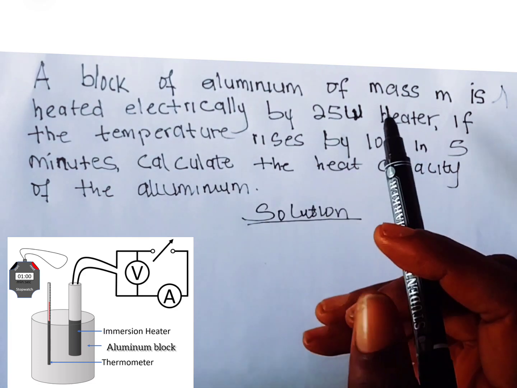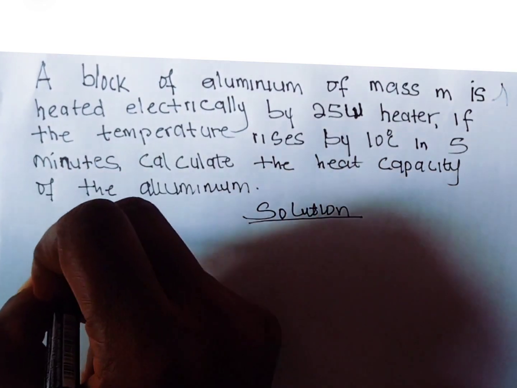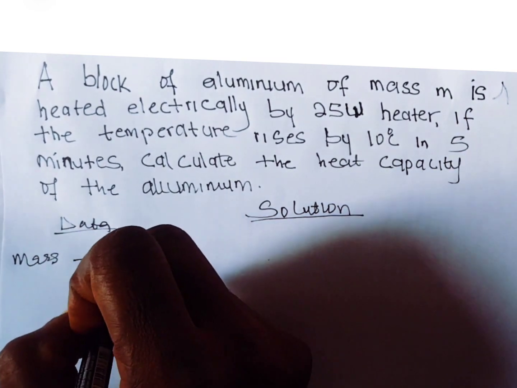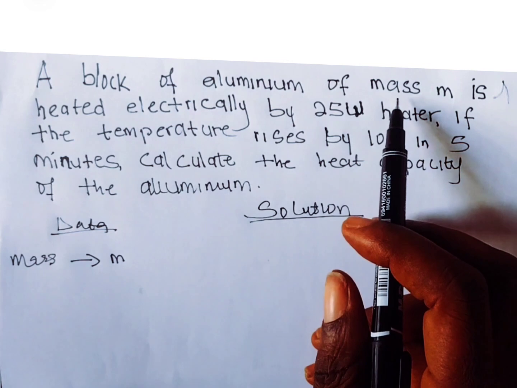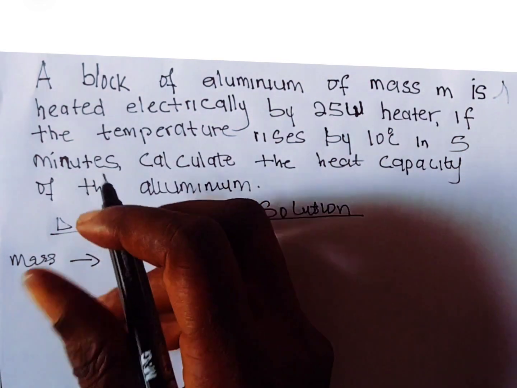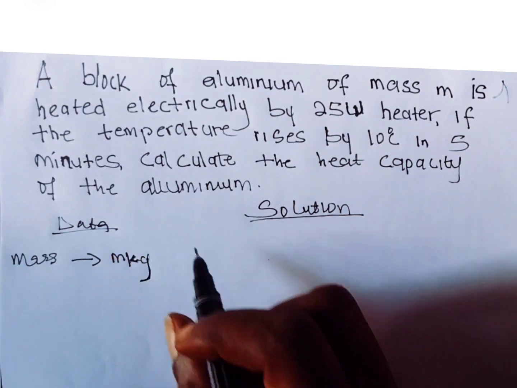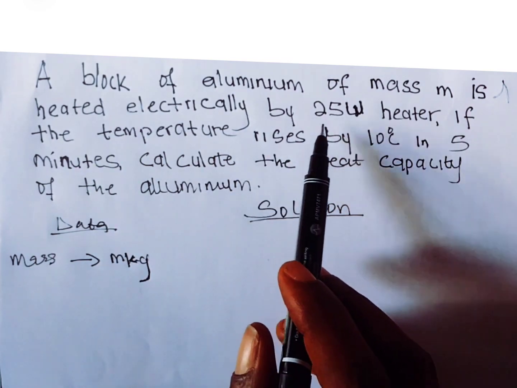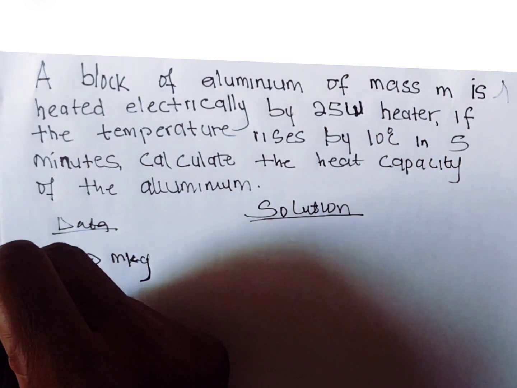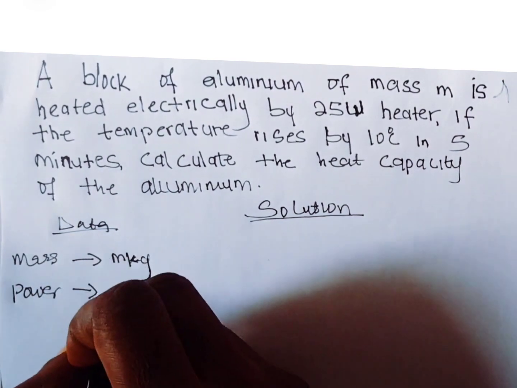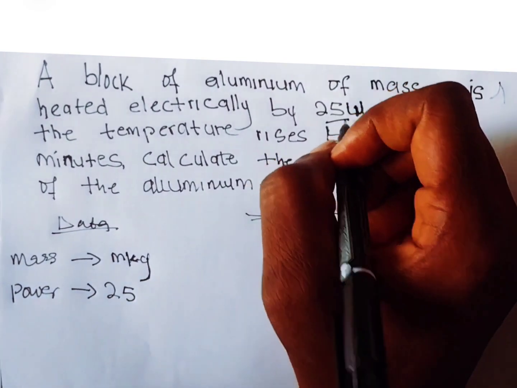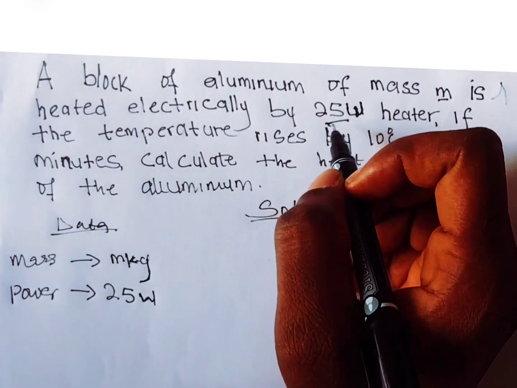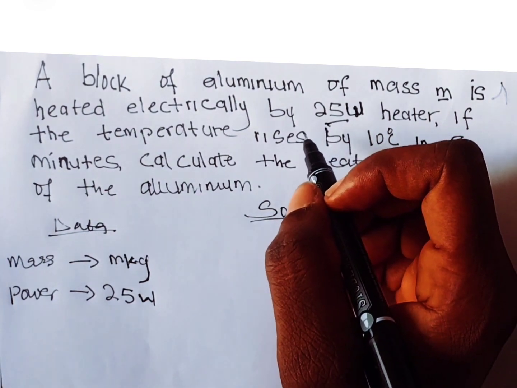Let's first of all write out the data so that we know the formula to use. Mass, which is represented in physics by M, is what? They did not give us the mass, they give us M as mass. So we write M kilogram. Which other data? They say that it is heated electrically by 25 watts. So power, the wattage, is 25. So you have written the mass and you have written the power.